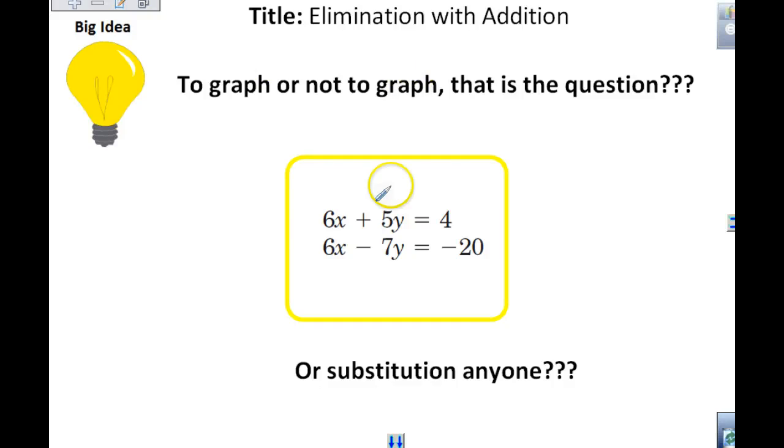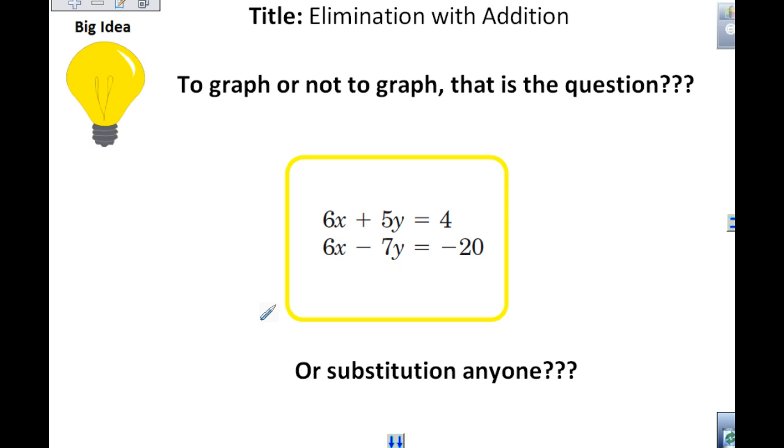So take a look at this here, and let's recall, is that a good system to use elimination method on? No. I mean, sorry, substitution method on? And why? What gives it away that it's not?